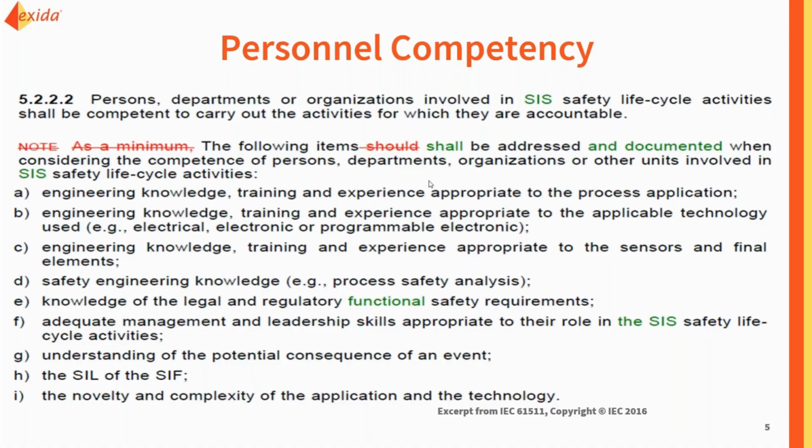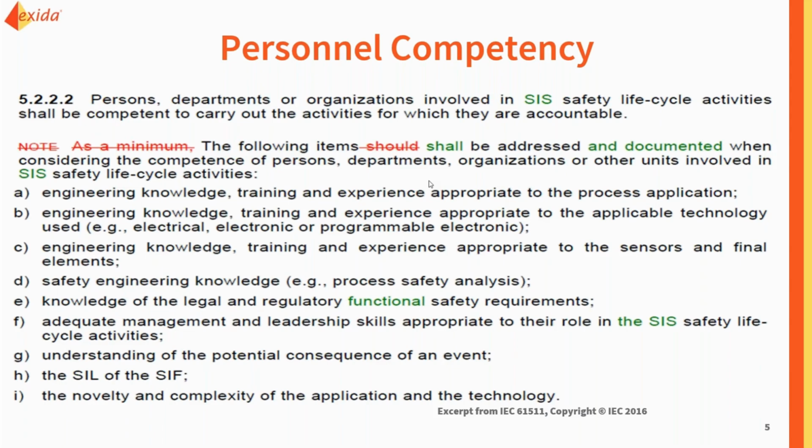So of course, we need to know what is the process, what are the relevant hazards with the process, and what protection mechanisms do we need to have in place. And of course, that will extend to the safety instrumented system with its safety instrumented functions. Then engineering knowledge, training, and experience appropriate to the applicable technology. So here again, if we're an engineering company and we are designing a safety instrumented system, we need to have the relevant people trained and competent in how to apply the technology. The standard itself says that we have to justify the equipment we choose to use in a safety instrumented system.